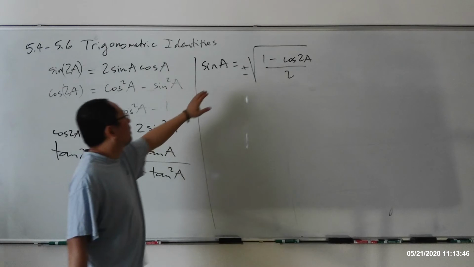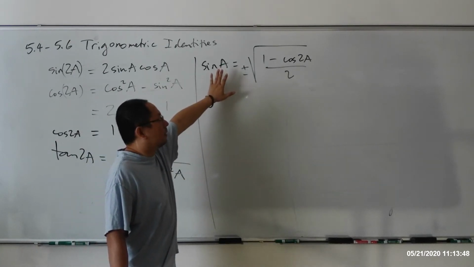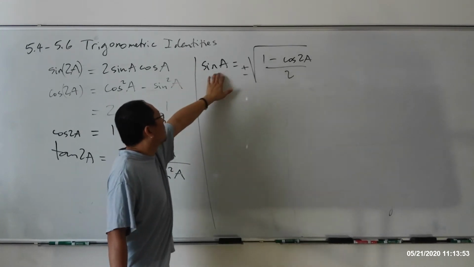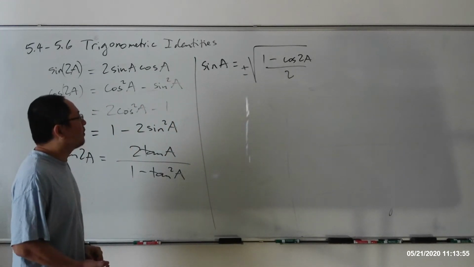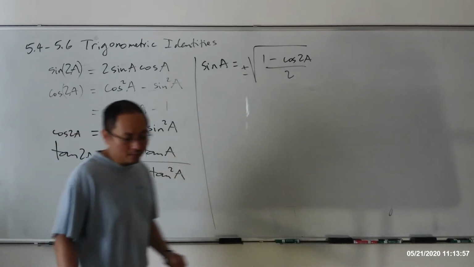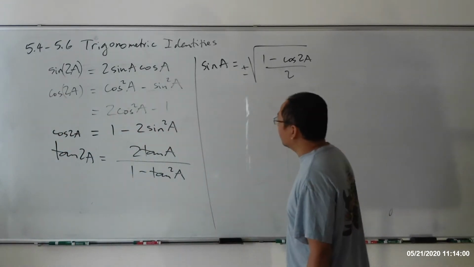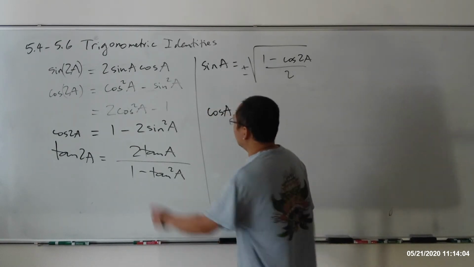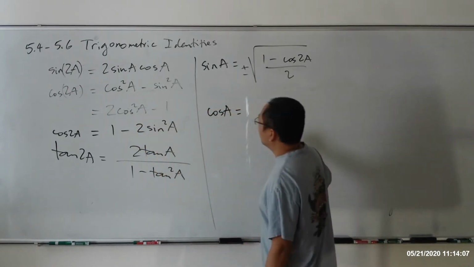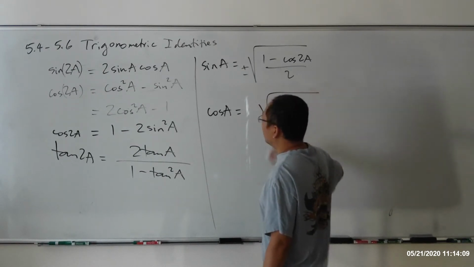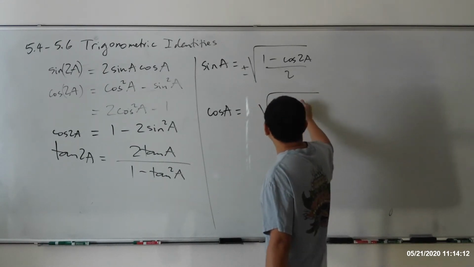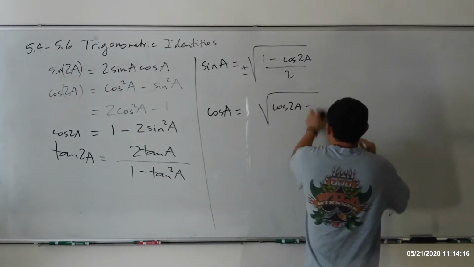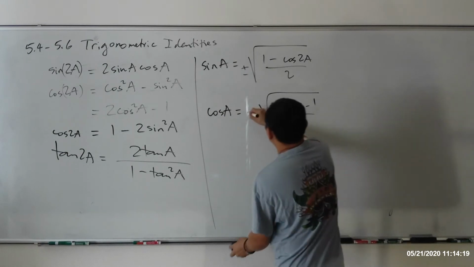Or quadrant number 1, plus, 2, plus, I'm sorry. If A is in quadrant number 3 or quadrant number 4, it's going to be minus. And of course, same thing for the other. Cosine of A is equal to, I'm using this one right here. Cosine of A is what? Plus or minus the square root of (cosine 2A plus 1) over 2.